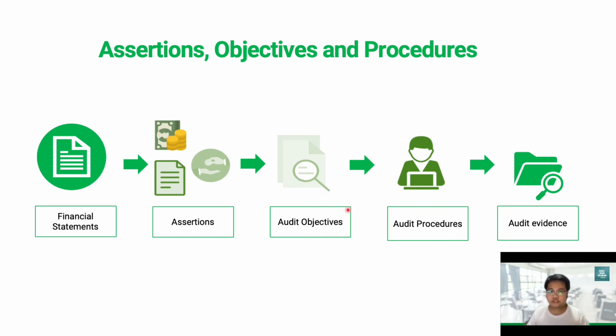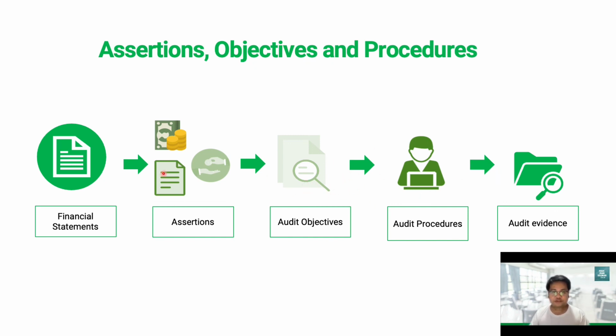To address that audit objective, we will design an audit procedure. For example, we will inspect that asset to verify its existence. Therefore, that inspection, the evidence that we have inspected the asset, will be our documented audit evidence in support of the procedure that we have performed to address that audit objective.